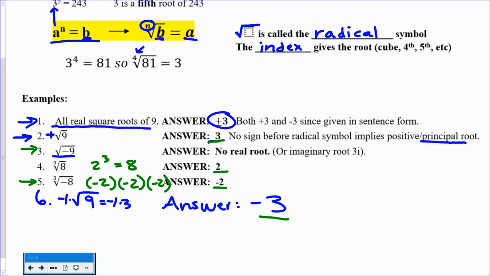So what we're going to find out is that our even roots can't have real roots if they're negative, but my odd roots can.